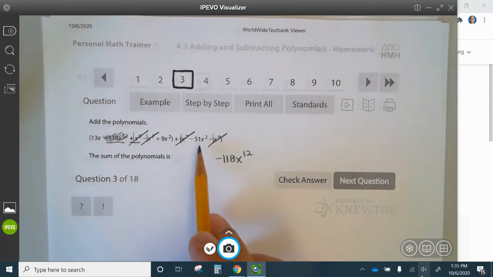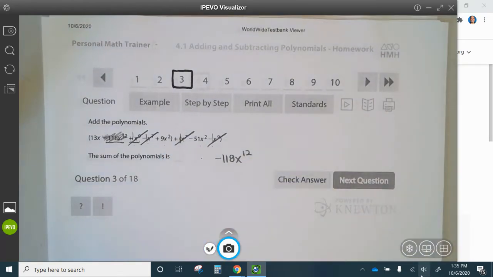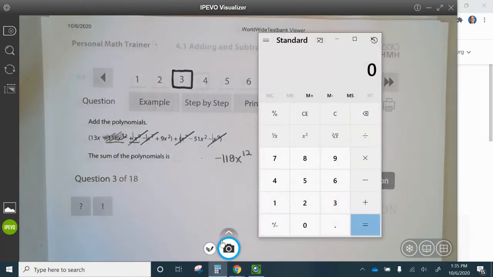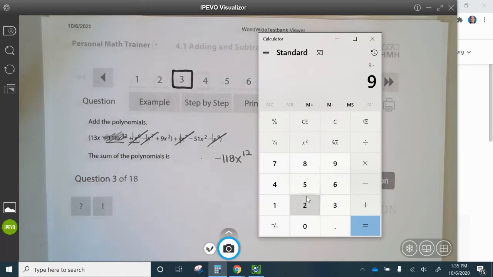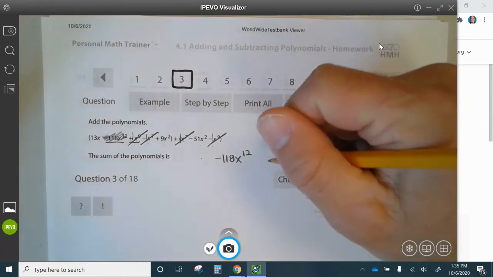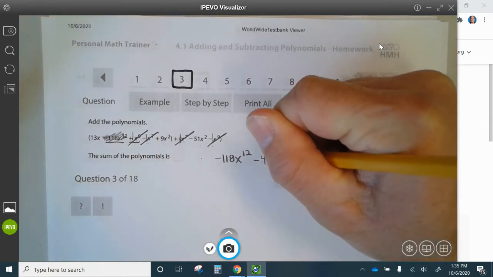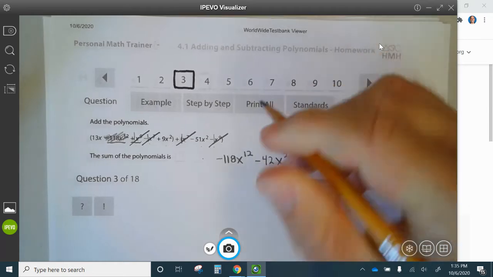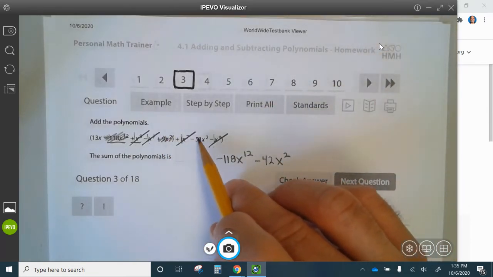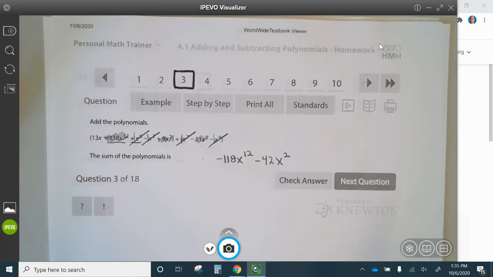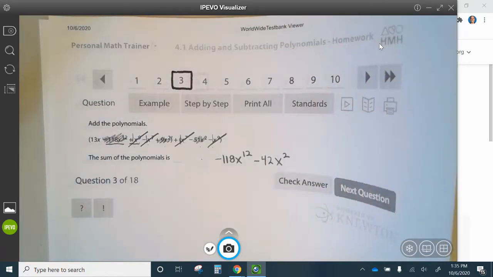So 9x squared minus 51x squared. Let me just make sure I get this number right. So 9 minus 51 is negative 42. So that's minus 42x squared. So we're done with these. There's no more terms left. So the sum of the polynomials is negative 118x to the 12 minus 42x squared. All right, go ahead and finish up number 3.